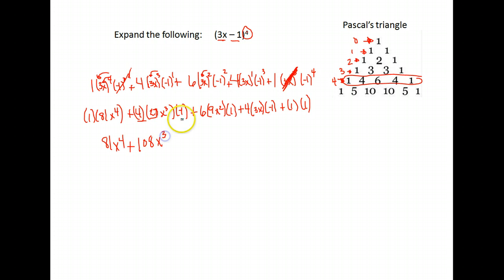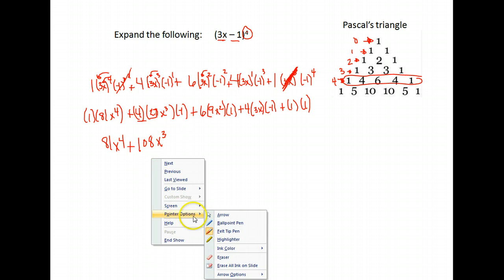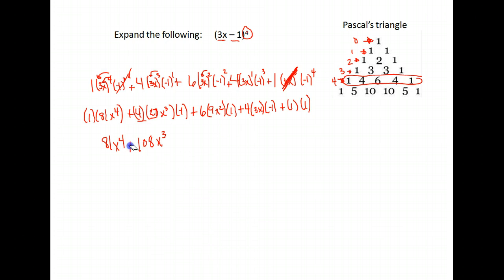X to the 3rd, and oops, that's a negative 1 on there. So we want to actually erase here. That's one thing you want to watch for. Good thing I gave you a good example of it. Okay, watch for those negatives. Again, if this is negative, your signs should alternate. Okay. 4 times 27 times negative 1 was a negative 108 x to the third.